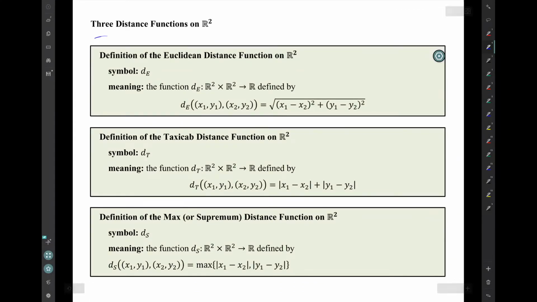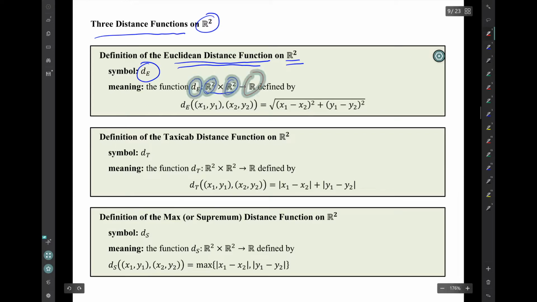Now I'm going to introduce three distance functions on R2. The first is called the Euclidean distance function on R2. It's denoted this way, the letter D with a subscript capital E. It's going to be a distance function on R2, so of course that means it's a function whose domain is R2 cross R2. So the input to this function is going to be a pair of things that are in R2, in other words, a pair of ordered pairs of real numbers. And the range is going to be real numbers.